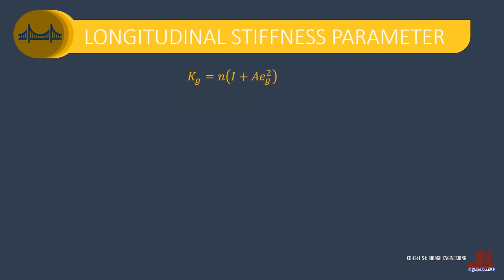One important parameter in the solution of the distribution factor is the longitudinal stiffness, which is computed as N times the quantity of I plus A times e_g squared. N is the modular ratio, which compares the modulus of elasticity of the girder with the deck. From the premise, it was compared that steel, which is the girder, is 8 times stiffer than concrete, which is the deck.